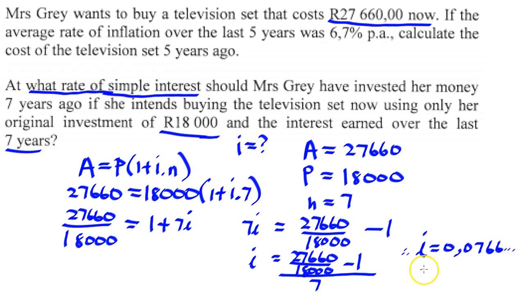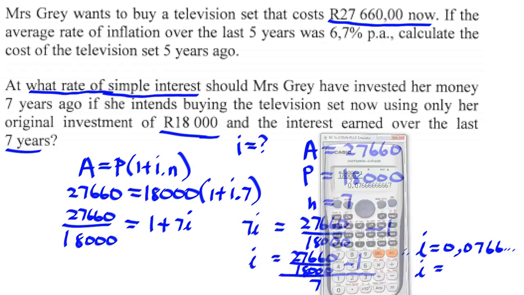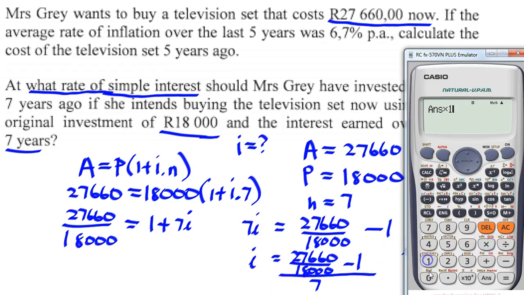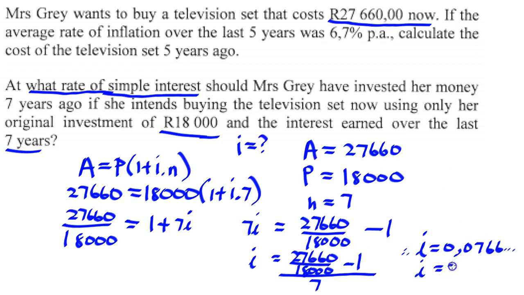I is equal to 0,07666 recurring. If we multiply that by 100, that will give us 7,67%. And that, learners, is the interest rate that the initial investment of 18,000 needs to be invested at, a simple interest rate of 7,67%.